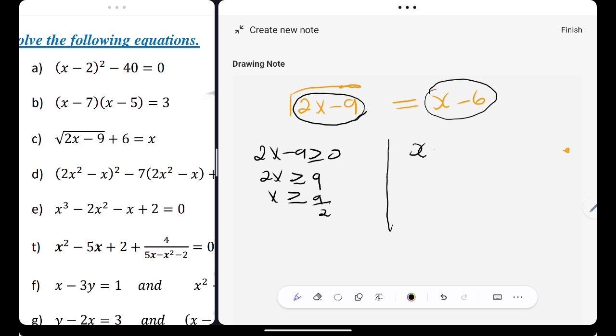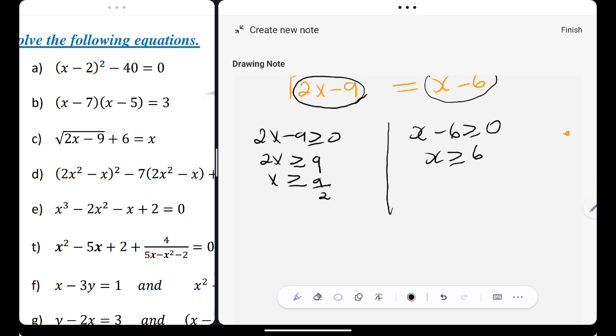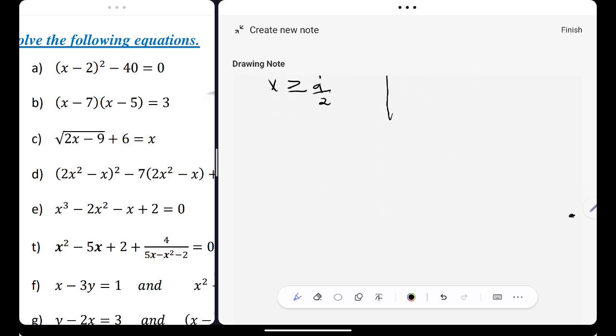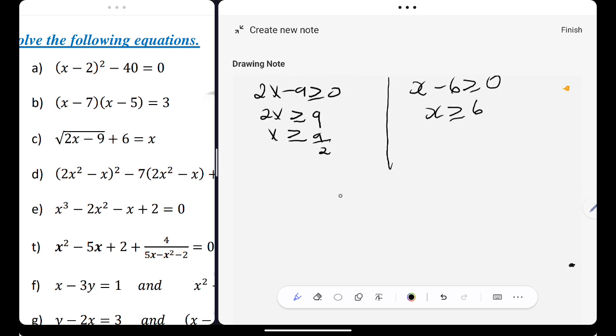So even this thing which is on the right hand side should be greater or equal to 0. That means x should be greater or equal to a positive 6. Before we continue, we must consolidate our restrictions. Are you together? You must have a final solution of these two restrictions. We have 9 over 2 and 6.